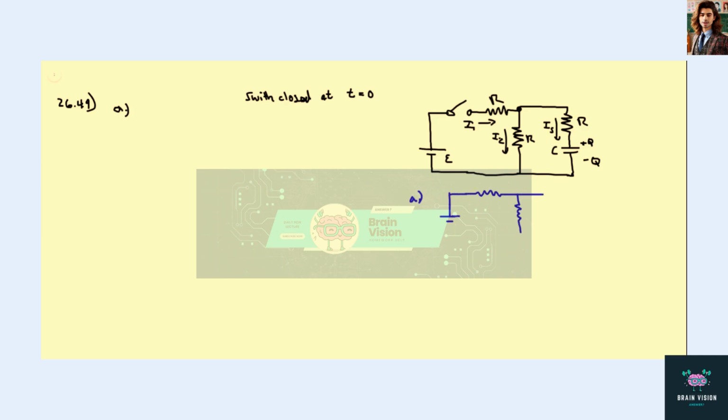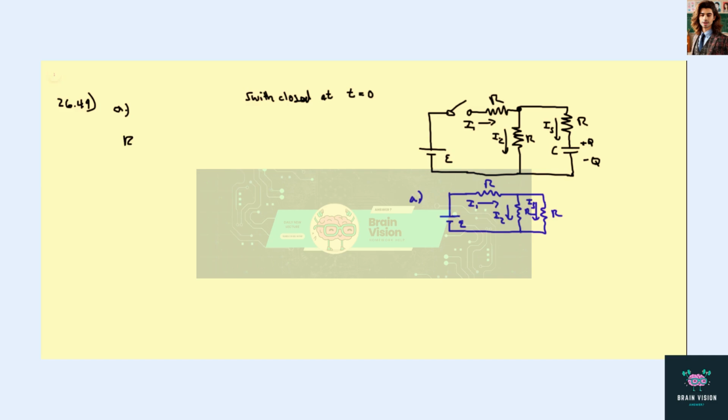If the capacitor is uncharged, there's no voltage drop across it, which means it's just like the capacitor doesn't exist. So for part A, the simpler circuit is just the same thing without the capacitor. It will look like this with R, R, and R. This is the EMF. We have I1 going this way, I2 down here, I3 over here. Now from this simple circuit, we can figure this out.